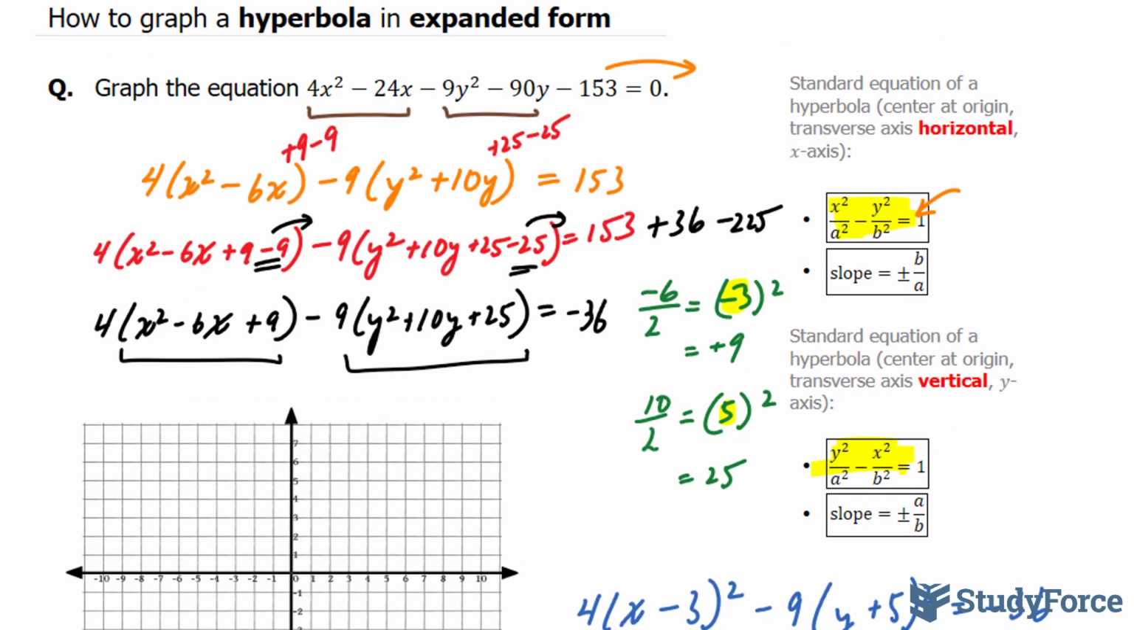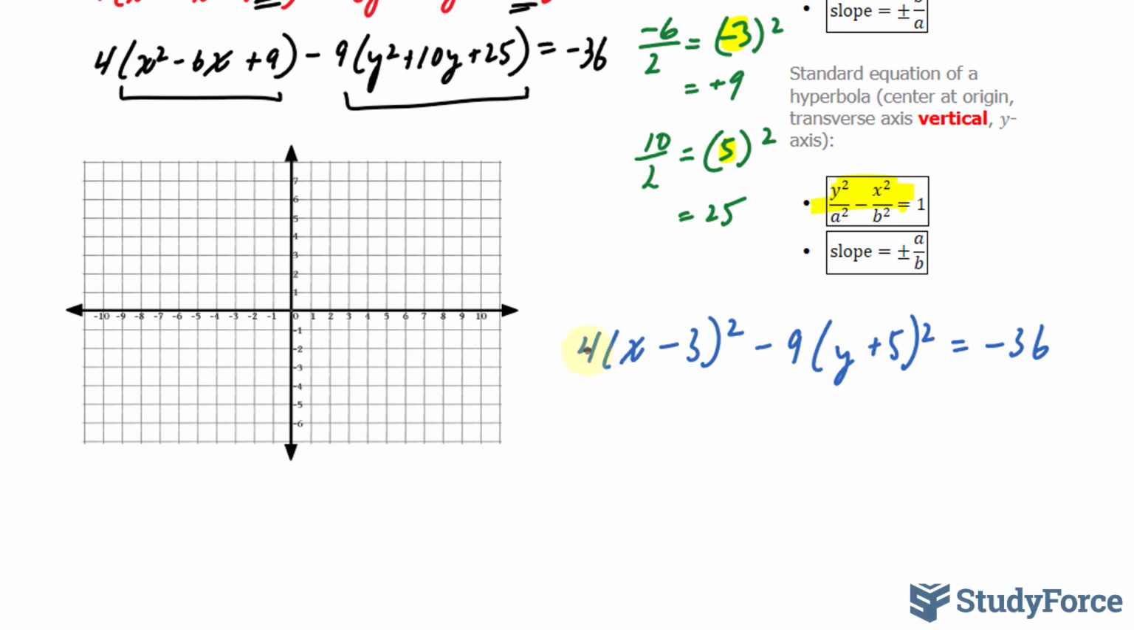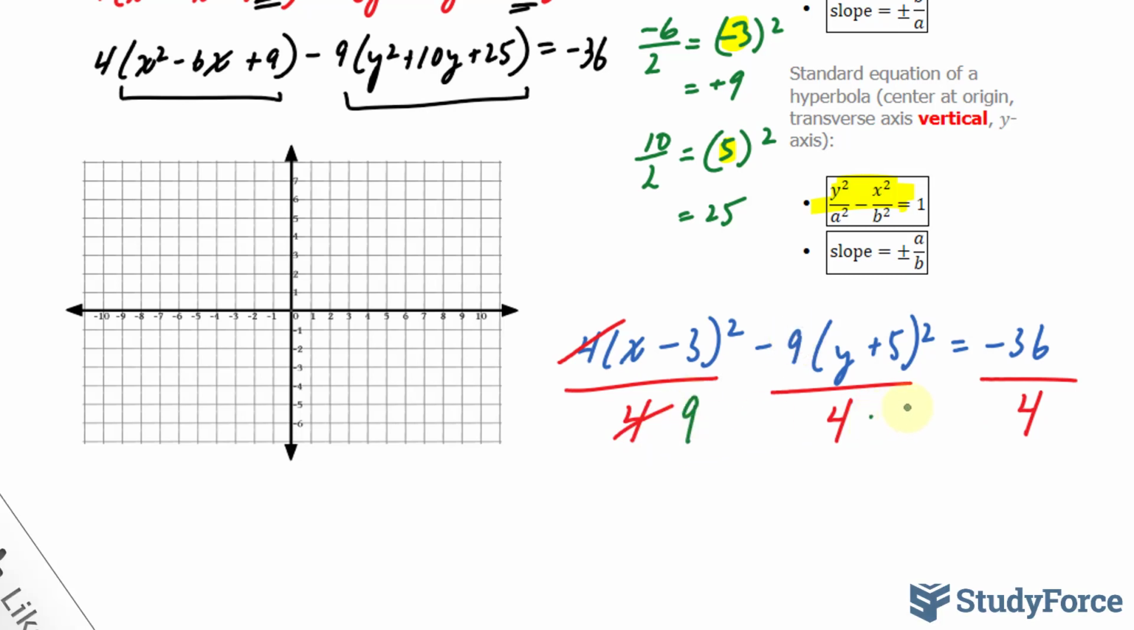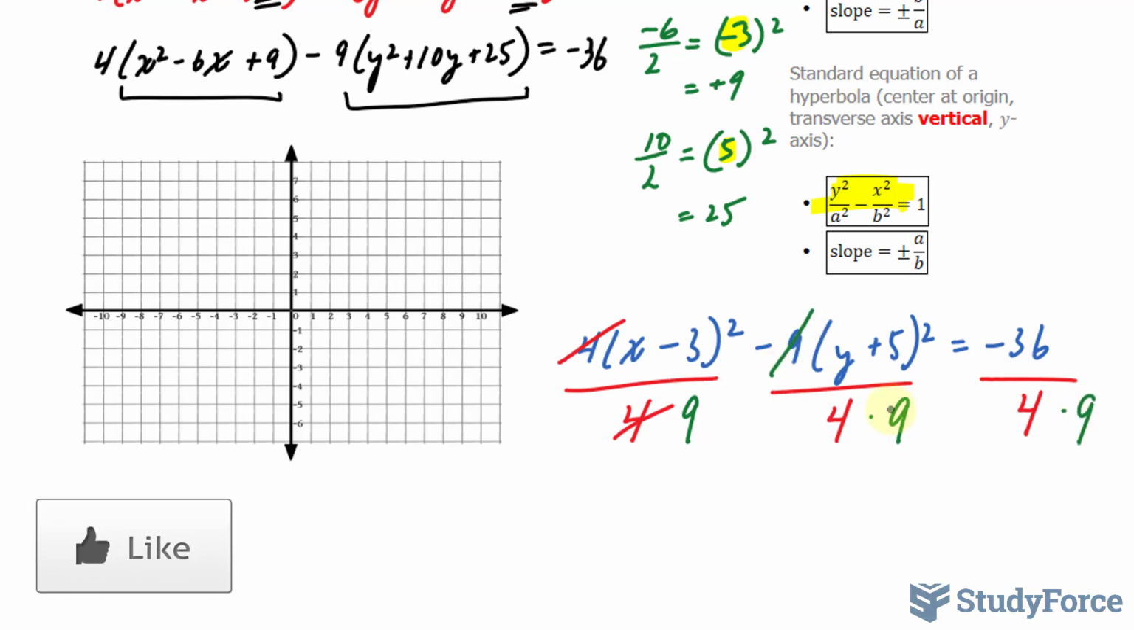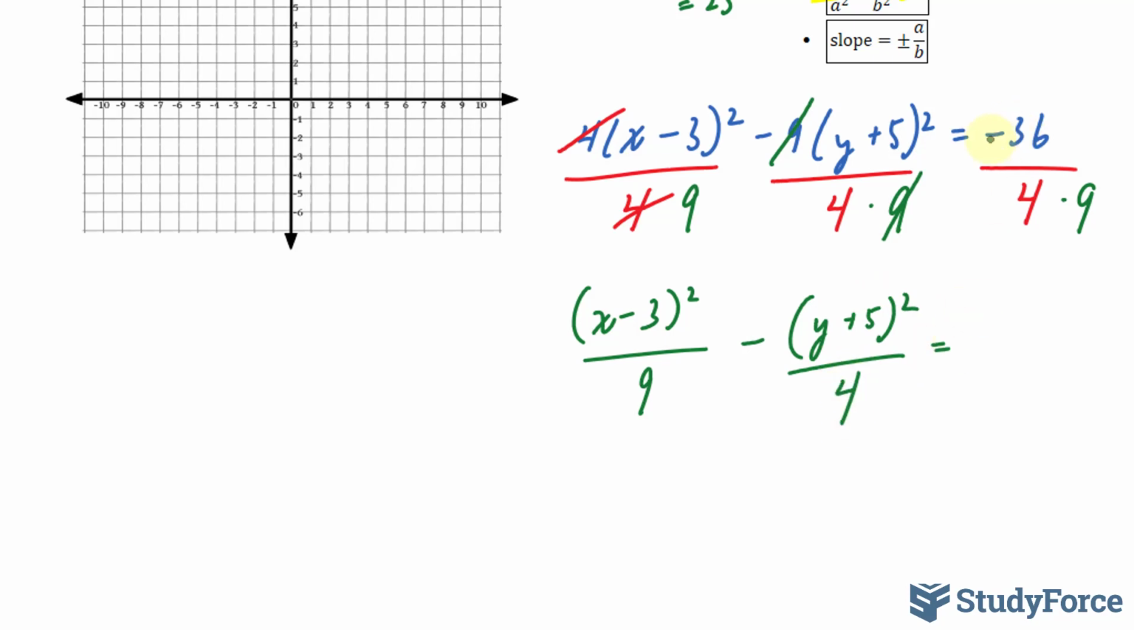Now if you take a look at the standard form equations, you have your x and your y terms over a number, generally a and b. To convert this so that it looks like that, I'll divide everything by 4 first, and the reason why is so that this 4 will go away, and divide everything by 9 so that this 9 goes away. So this 9 cancels out, leaving us with x minus 3 squared over 9 minus y plus 5 squared over 4 is equal to negative 36 over positive 36, which is negative 1.